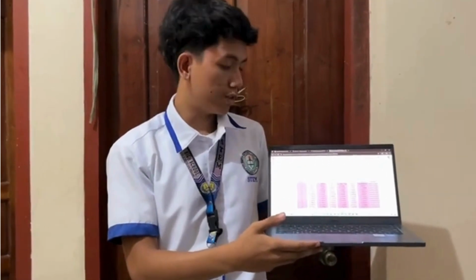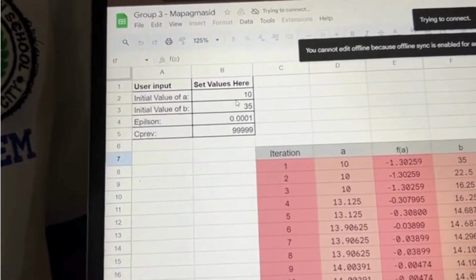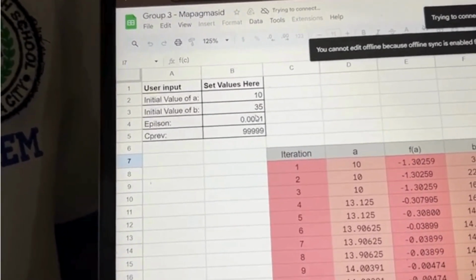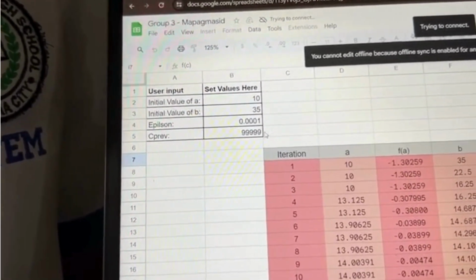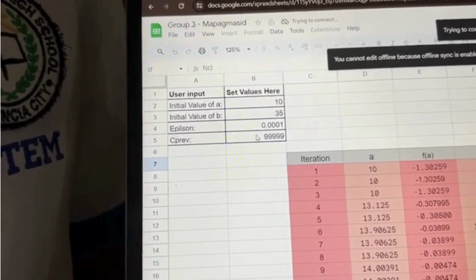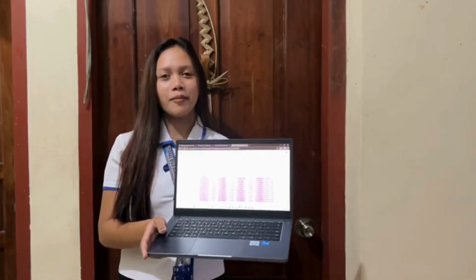So here are the set of values. The given initial value of A is 10, the given initial value of B is 35, and the Epsilon, or the allowable error, we've set to 0.0001. For the C previous, we've used a larger number, which is 999999. So now, let's start setting up our spreadsheet.